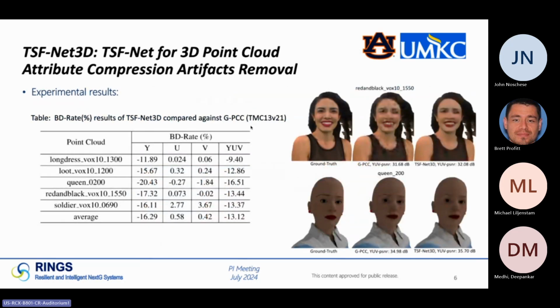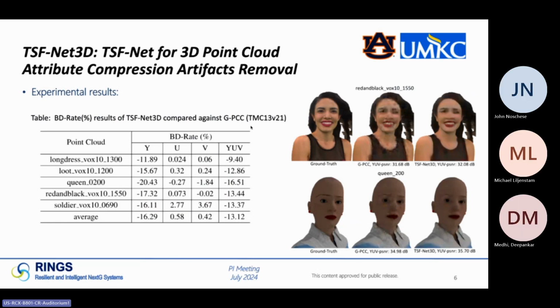So here are some results. You can see here on average we can achieve like a 13% bit rate savings compared to this MPEG standard. And here are some visual examples. So this is the ground truth. And you see this is the MPEG result, and these are the results produced by this technique. It's around 0.5 dB gain.